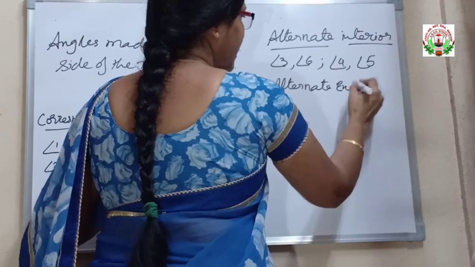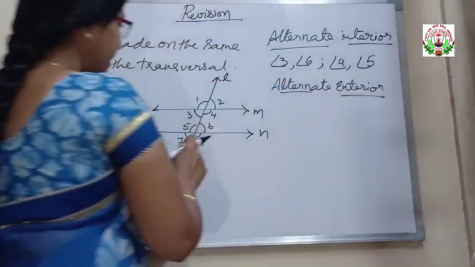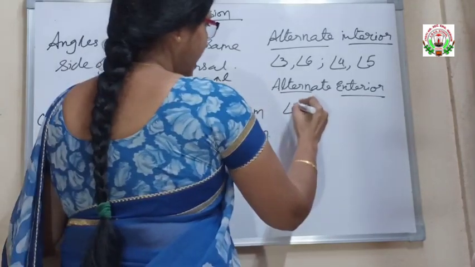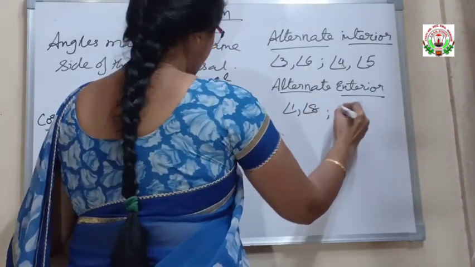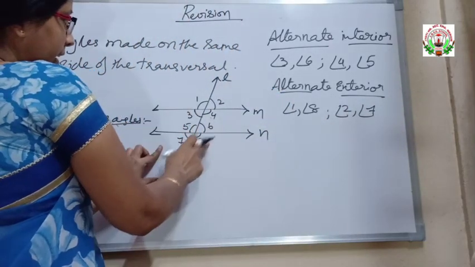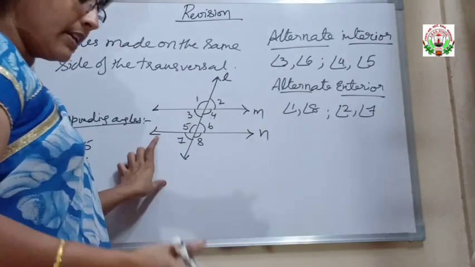Alternate exterior, that is outside the parallel lines. Alternate exterior angles: angle 1, angle 8, angle 2 and angle 7. They are alternate exterior angles.